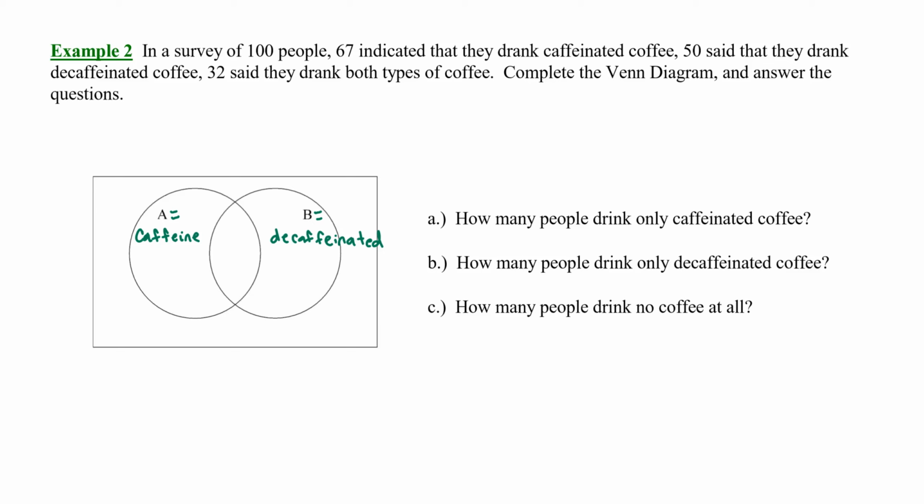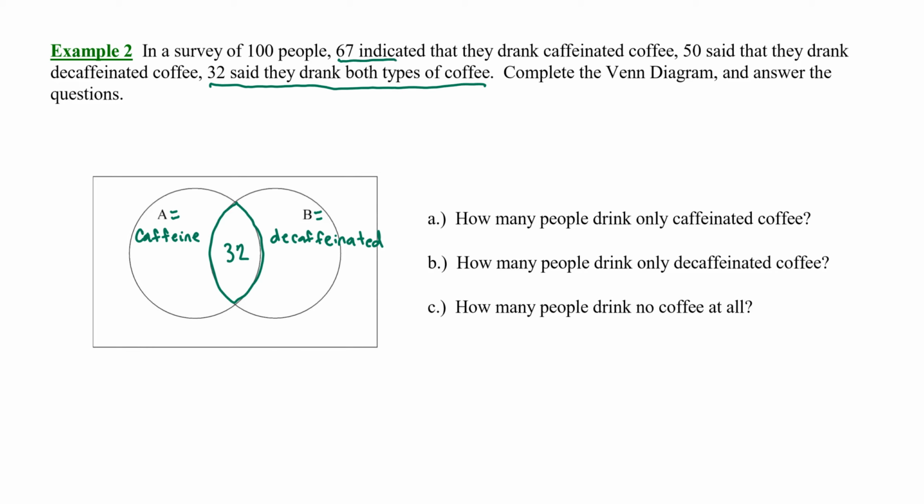So we need to figure out how many people are in the intersection. That is, how many people drink both caffeinated and decaffeinated. I'm in that category. I start out caffeinated and then I progress to decaffeinated. So 32 said that they drank both types of coffee. That means we need a total of 32 represented here in the intersection. Now we're going to work our way out.